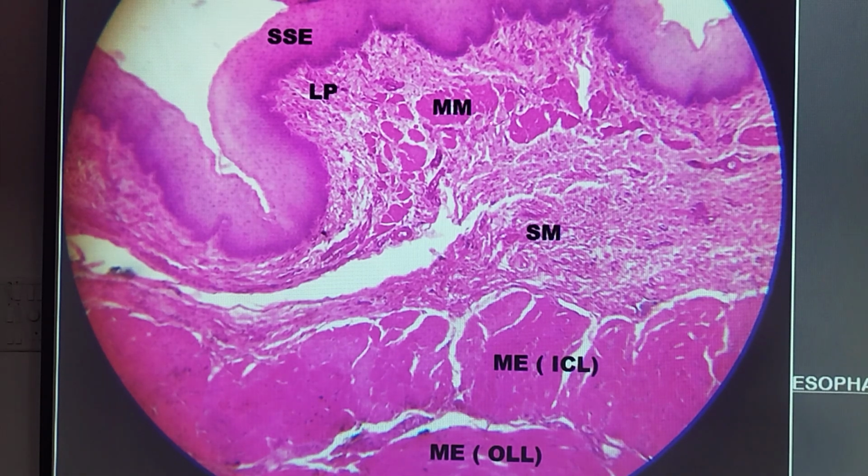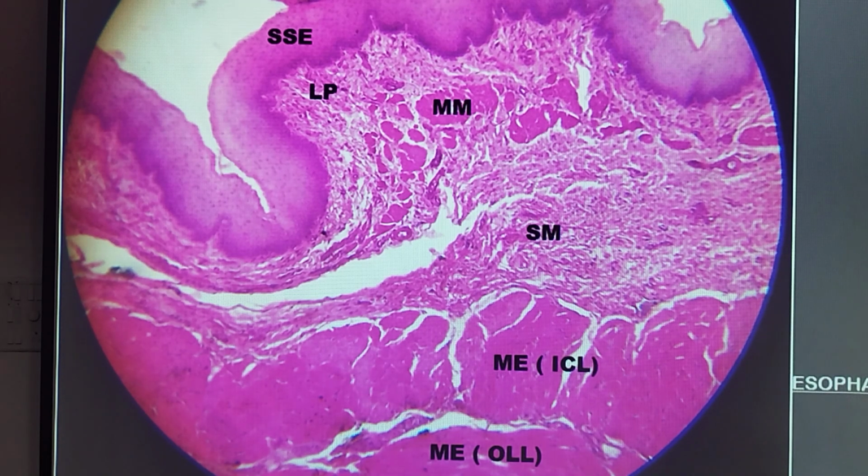Now below the mucosa, below the muscularis mucosa, you have the submucosa, which is mainly a fibrous connective tissue. Then after the submucosa, you see the muscularis externa. Now the muscularis externa is arranged in 2 layers, mainly inner circular. ICL means inner circular layer, and then you have outer longitudinal layer. OLL means outer longitudinal layer, and the last layer is the serosa or the adventitia.